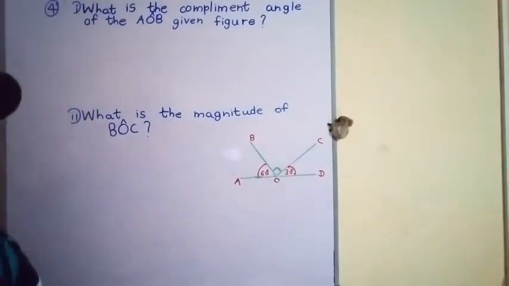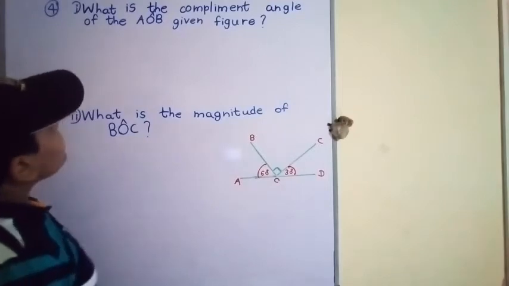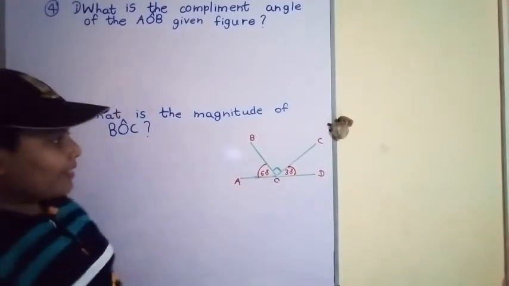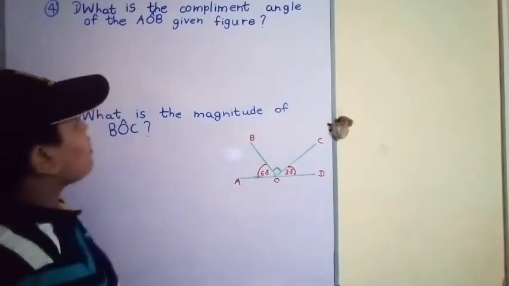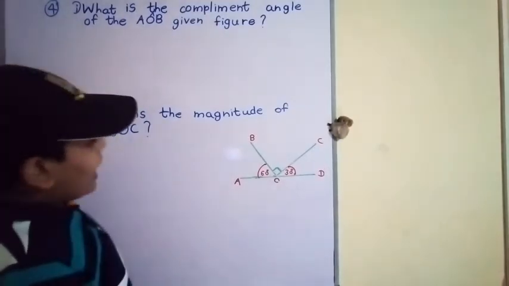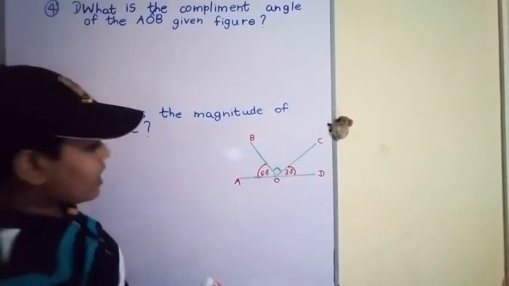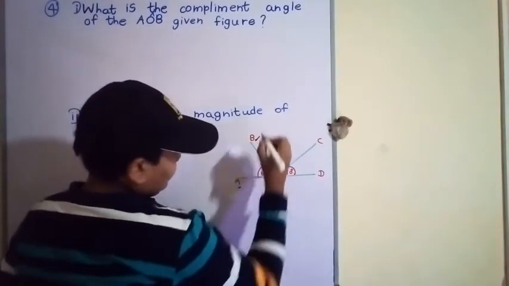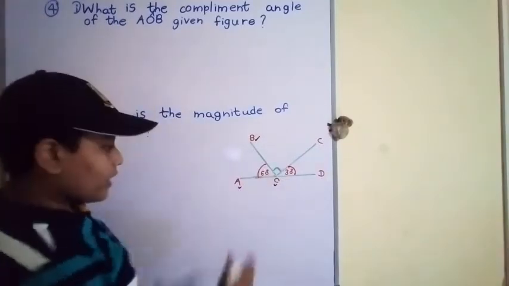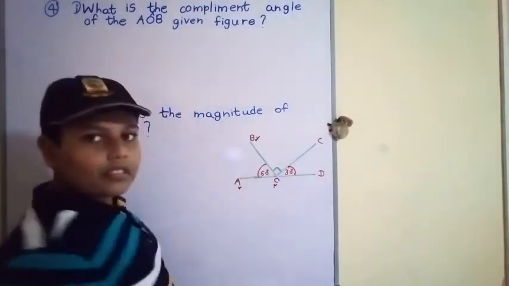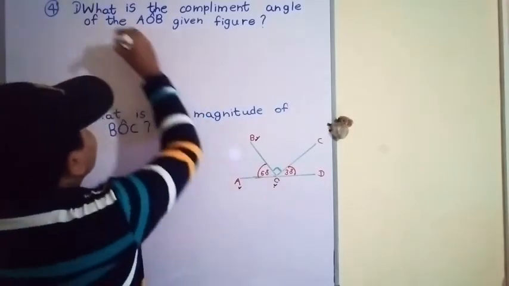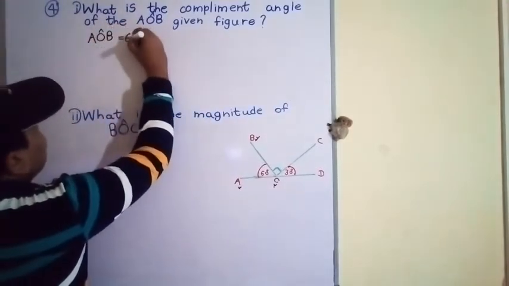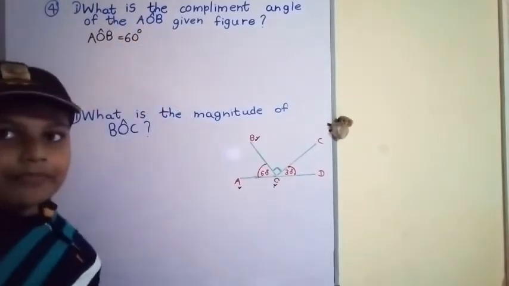You have two parts. The first part: what is the complement angle of A or B in the given figure? Now this is the given figure. What is the complement angle to A or B? A or B is 60 degrees.